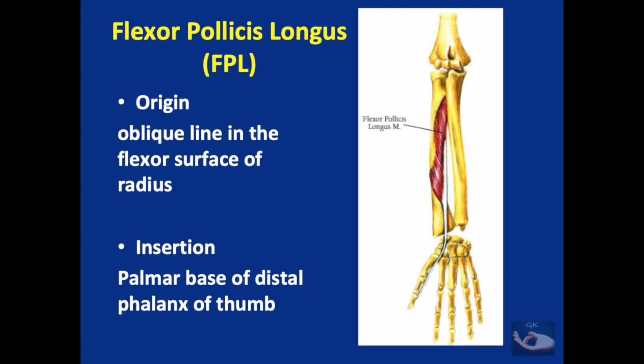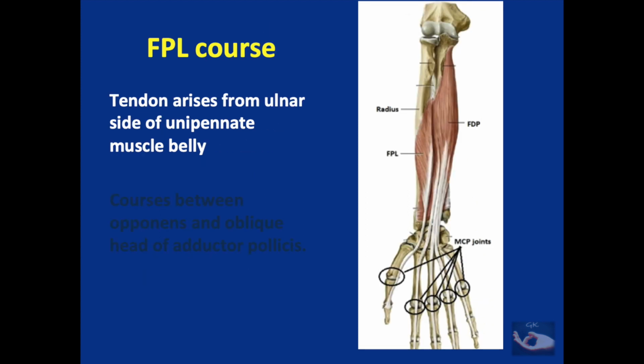The flexor pollicis longus muscle originates from the oblique line on the flexor surface of the radius. The insertion is to the palmar base of the distal phalanx of the thumb. The nerve supply is from a branch of the anterior interosseous nerve. The flexor pollicis longus arises from the radial side of the unipennate muscle belly. This is very interesting because when trying to identify the muscle within the flexor mass, if you identify a unipennate muscle coming from the radial side, it is definitely the flexor pollicis longus.